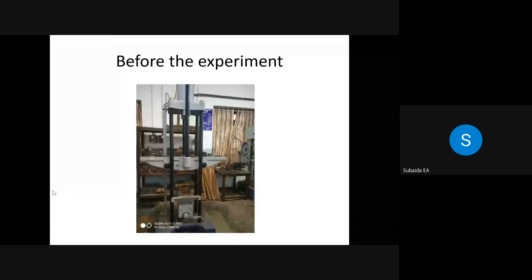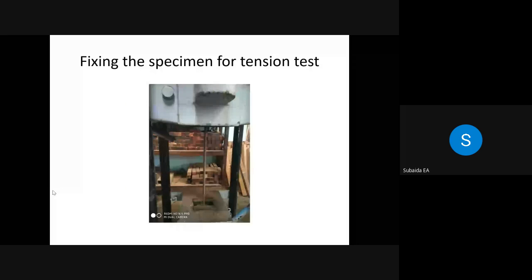Now load fit the specimen. See, this is the way in which the specimen is fitted in the loading unit. On the lower part, hold it by means of the clamp, then connect the other end to the middle jaw also. Now operate the machine, apply the load, then the middle portion will move up, pulling the specimen.